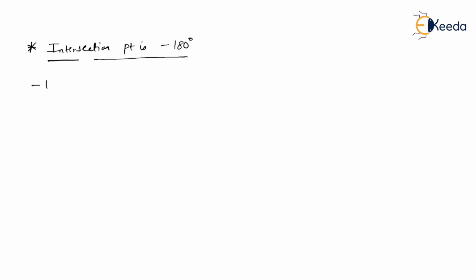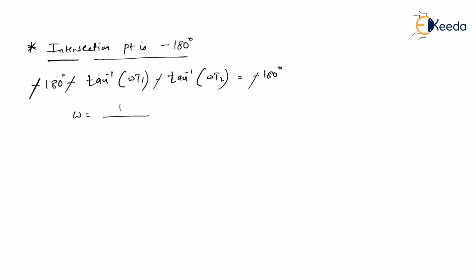So now the phase angle expression is minus 180 degree minus tan inverse of omega t1 minus tan inverse of omega t2, and this is equal to minus 180 degree this time. So all this negative angle will cancel each other, isn't it? And when you solve this, you will get the value of omega to be 1 upon under root of t1 t2.